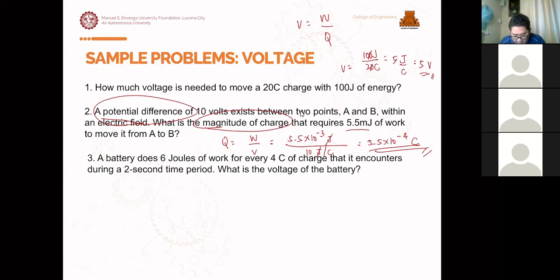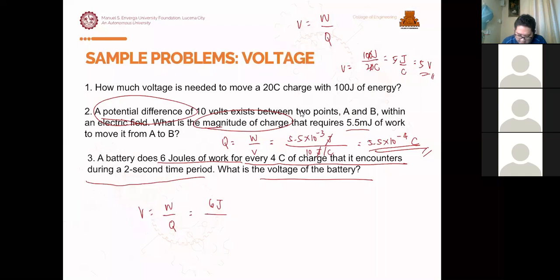Okay, next. Number 3. A battery does 6 joules of work every 4 coulombs of charge that it encounters every 2-second time period. What is the voltage of the battery? So, volts equals energy over charge. So, yung energy natin is 6 joules. Then, charge natin is 4 C. So, we have 1.5 joules per coulomb as volts. No? So, yan yung voltage ng battery natin. So, si time is hindi natin kailangan kasi hindi naman pinapahanap sa atin yung current ng problem. No?